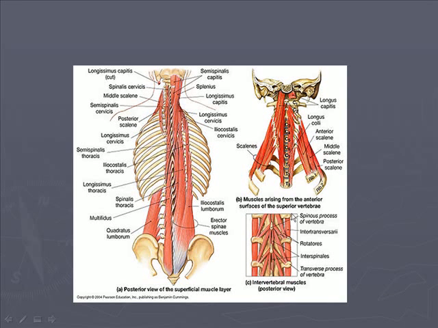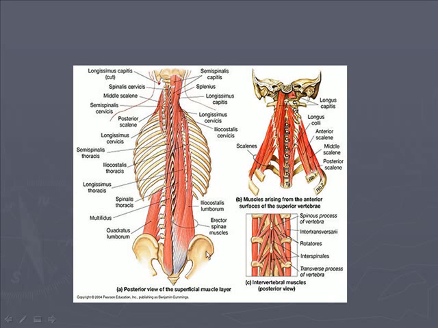The other group of muscles that you'll have to recognize and be able to identify are the intertransversarii muscles. Again, their attachments, origin, and insertions are between the transverse processes of the back. So those are 3 muscles there that you'll have to be able to identify.